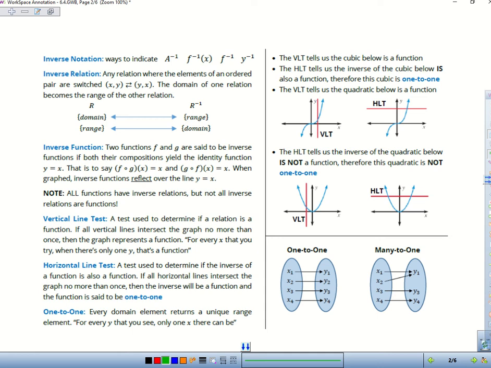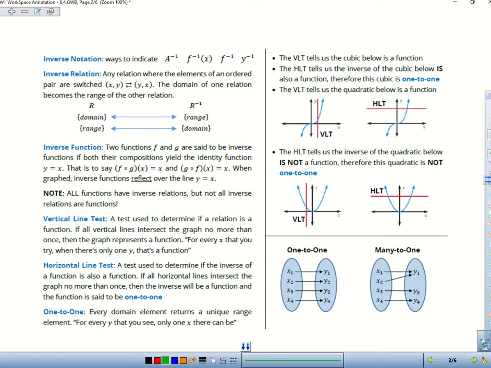Not all functions have inverse functions, but they always have at least an inverse relation. Remember, a relation is just a collection of numbers, points, an equation. A function is a special type of relation that passes the vertical line test. Speaking of the vertical line test, this is a test used to determine if a relation is a function. If all vertical lines intersect the graph no more than once, then the graph represents a function. For every x that you try, there is only one y, that is a function, okay?